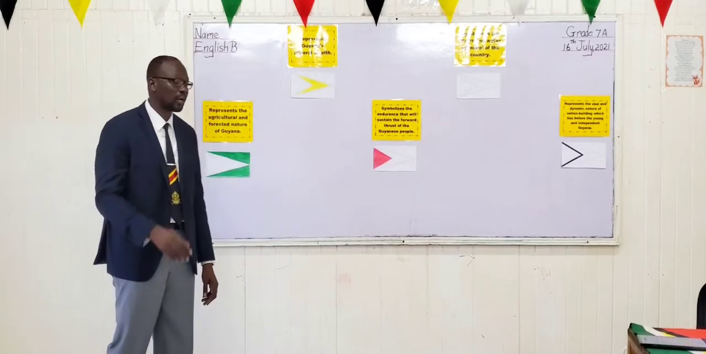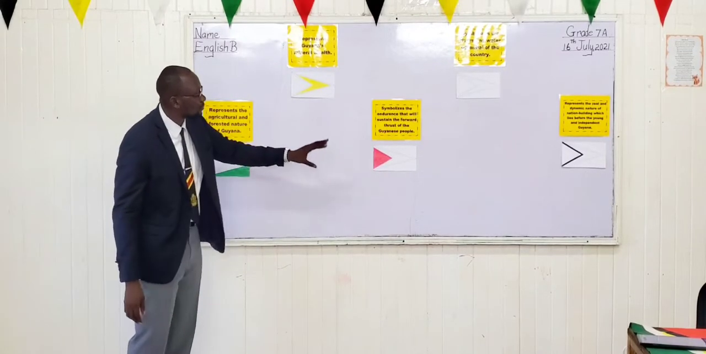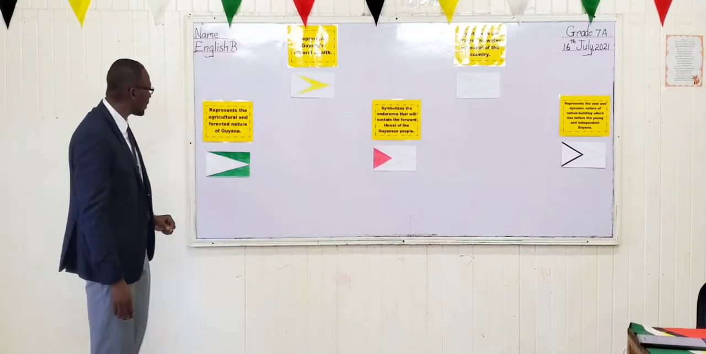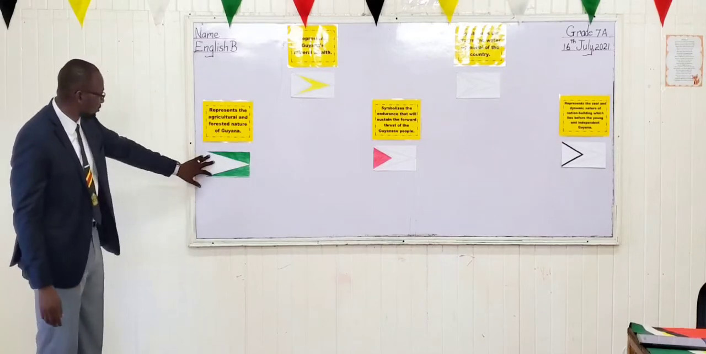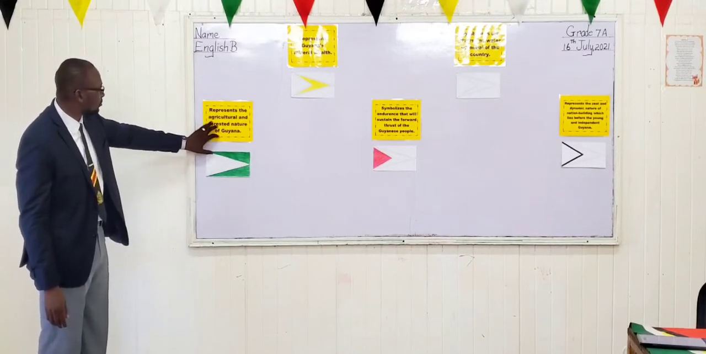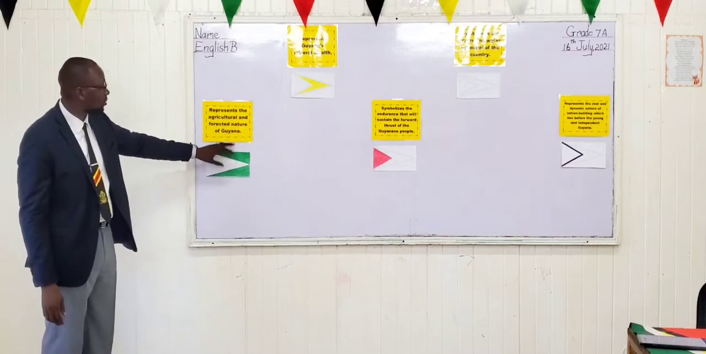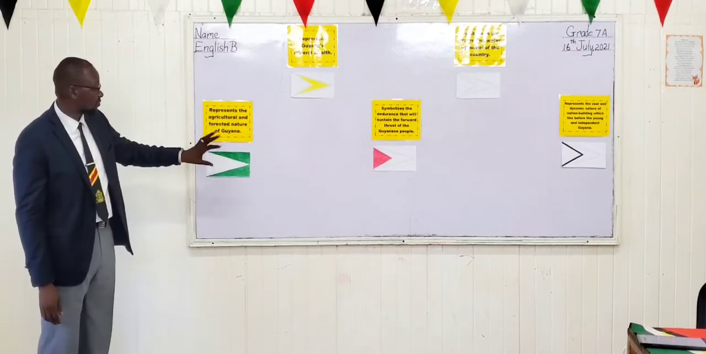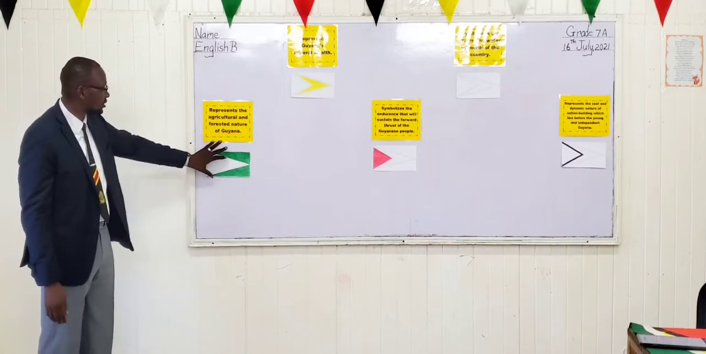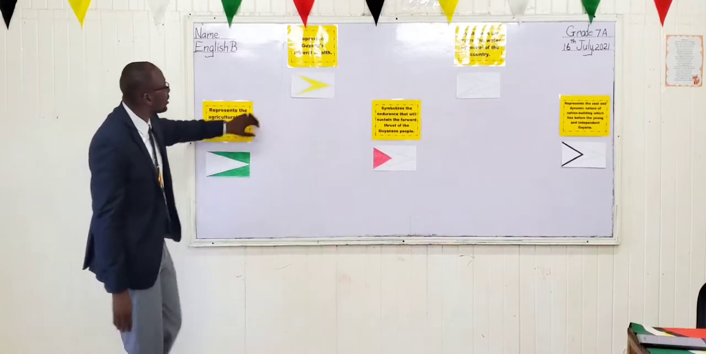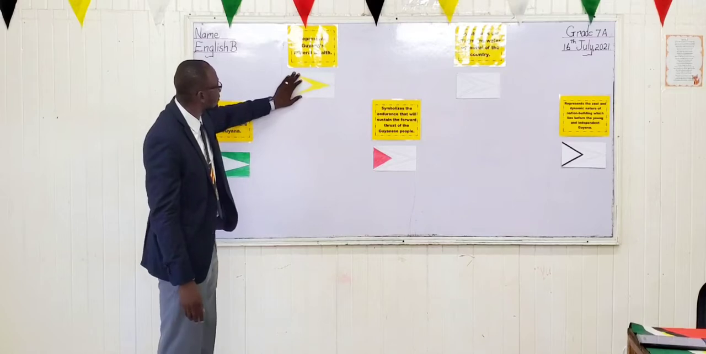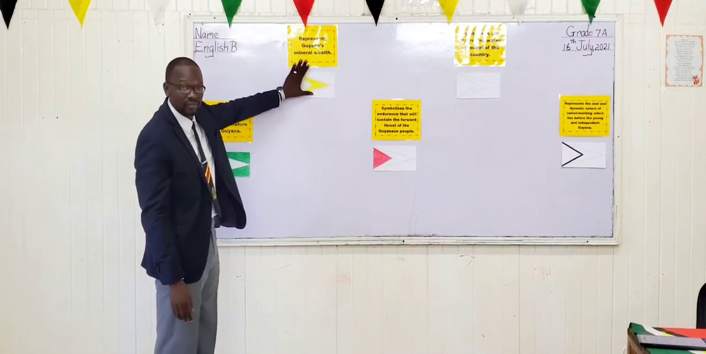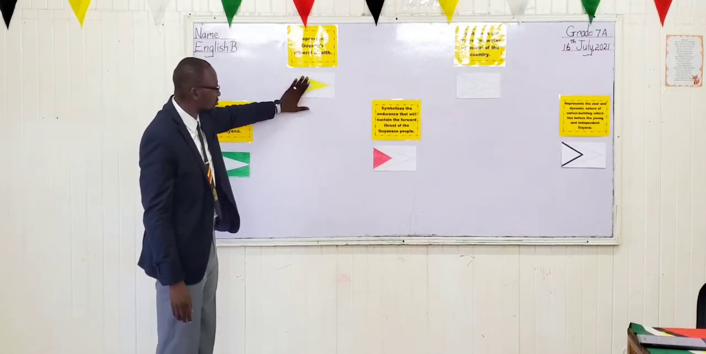Students, thank you for coming up and placing your responses on the whiteboard. So let's see, one team placed their green under the agricultural and forested nature of Guyana. They think this is symbolic of that, and this is correct. Let's look at the other one. They think the color yellow is a symbol of Guyana's mineral wealth. This is correct as well.